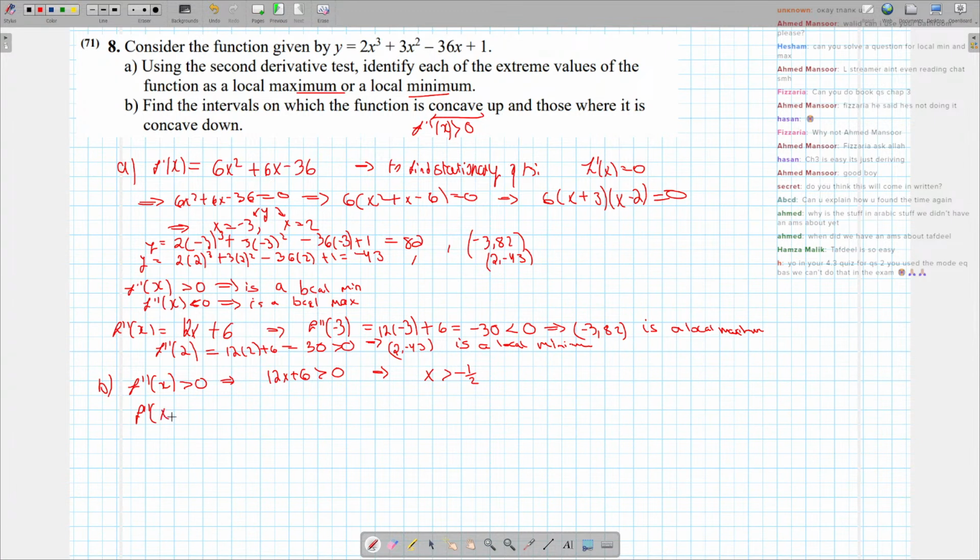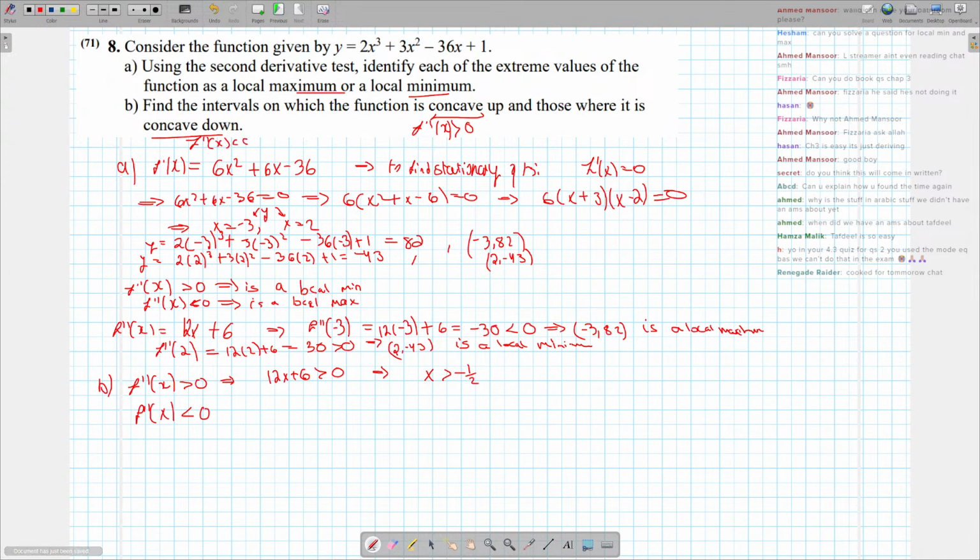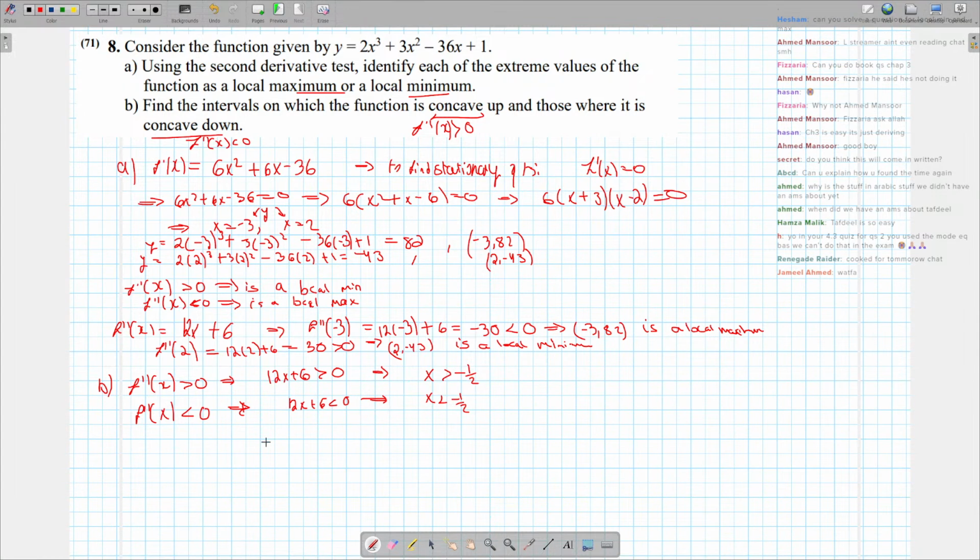And f double prime of x, now I need to know when is it less than 0. Why? Because they also said when is it concave down. So when is it less than 0? 12x plus 6 less than 0. x less than minus half. Same equation, different sign. So what does that mean? You say it is concave up for x greater than minus half, and it is concave down for x less than minus half. Like this, you have full marks.